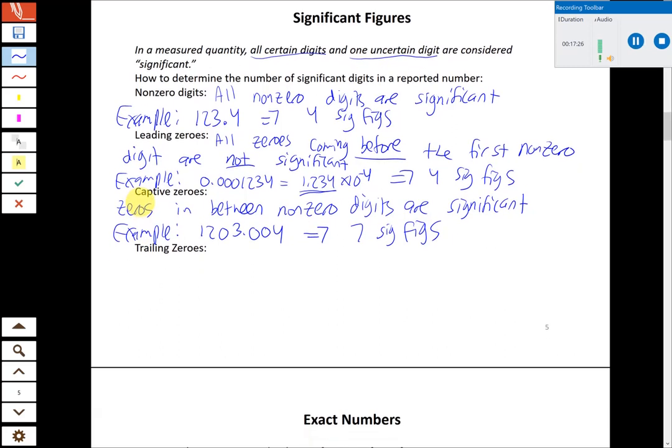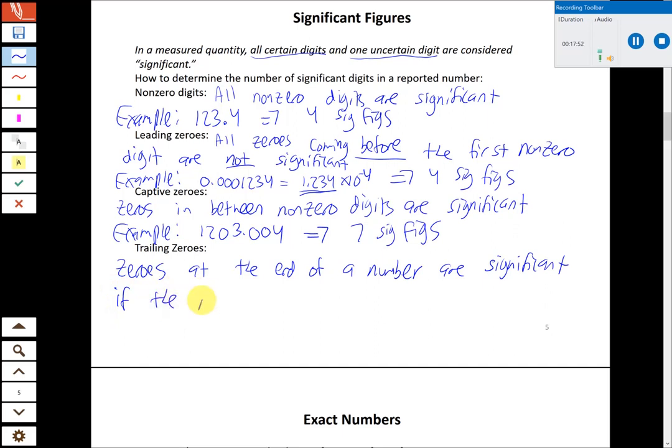And then trailing zeros, these are the ones that are a little bit weird to deal with, and so we want to make sure that we're as clear as possible when we report numbers. These are zeros at the end of a number. The one time when they are definitely significant is if they come after a decimal place. So if the number has a decimal point, any trailing zeros, which are zeros at the end of that number, are going to be significant, okay?